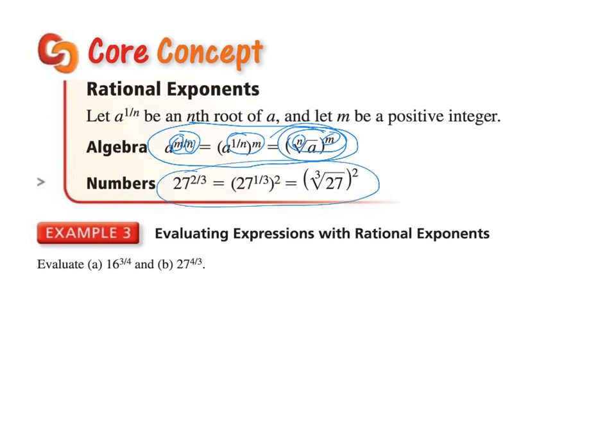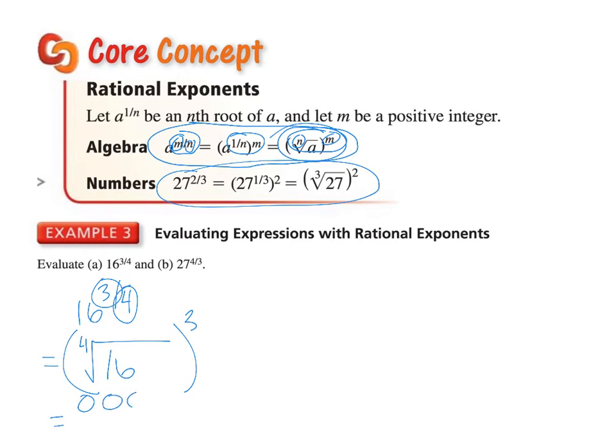Evaluate 16 to the 3/4 power. First, let's translate that into radical form. I'm going to have 16. What's my root? My root is 4. And then this whole thing is to what power? The third power. First off, what is the fourth root of 16? What times itself times itself times itself is 16? That's going to be 2. Then I take that and raise it to the third power, and I get 8 as my final answer. Pretty simple once you get the hang of it.